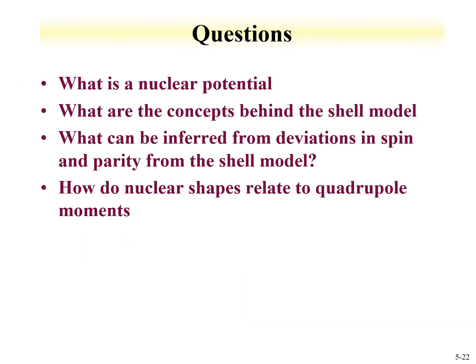Those examples for the Nilsson diagrams can get very complex. However, from the very fundamental aspect, you should be able to understand if you see a variation between the shell model and what's measured, that it's a deformed nuclei. And for simple cases, you should be able to answer whether or not a nuclear shape is oblate or prolate. You should be able to talk about some of the concepts behind the shell model and infer from deviations in spin and parity based upon the shell model some information about the nucleus.